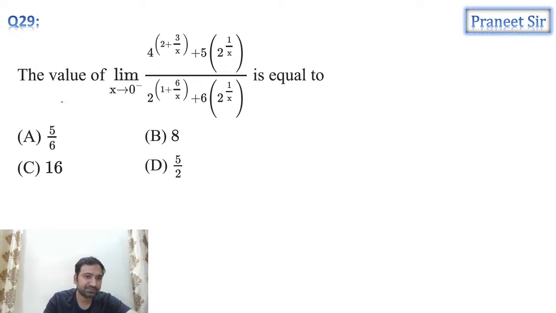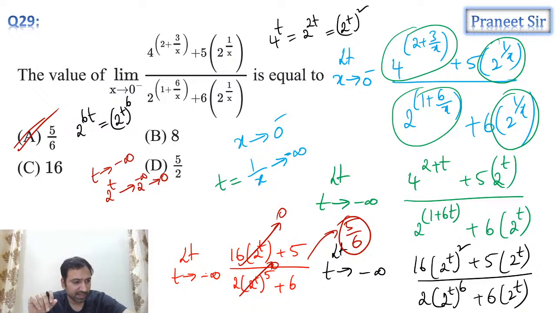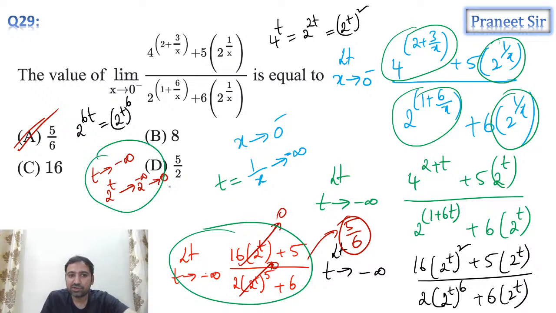Everyone understood this? Any doubts in that? Should I repeat again? So I am taking 1 by x equals t, guys. If I take 1 by x equals t, t tends to minus infinite, and I am converting everything in terms of 2 power t. 2 power t gets cancelled, and finally this is what we're getting. But when t is tending to minus infinite, 2 power t is tending to 0. So in place of 2 power t, we can substitute 0. So we're getting 5 by 6. So 5 by 6 is the answer.